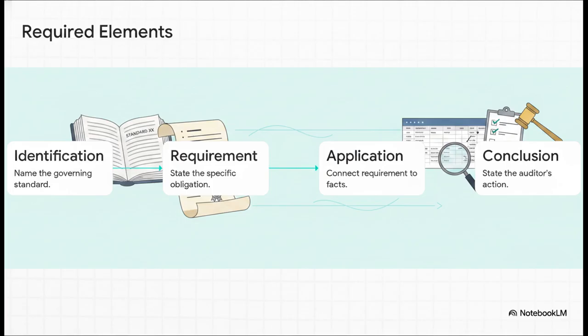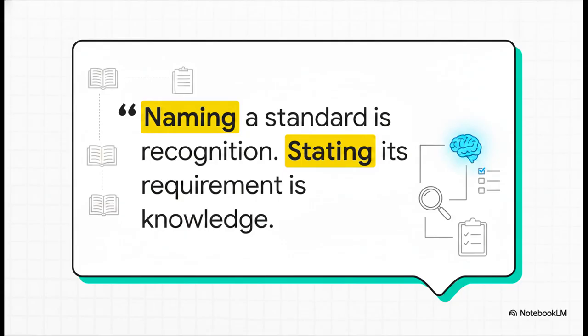Because look, there is a massive difference between recognition and knowledge. Naming a standard, that's just mere recognition. Stating its exact requirement, that is knowledge. And this right here is where so many answers just completely fall apart. It is never enough to just spot the governing rule and then start rambling about the topic in general terms. You have to clearly state the specific obligation that standard imposes on the auditor. That second part, this specific requirement, is what actually earns you the mark.